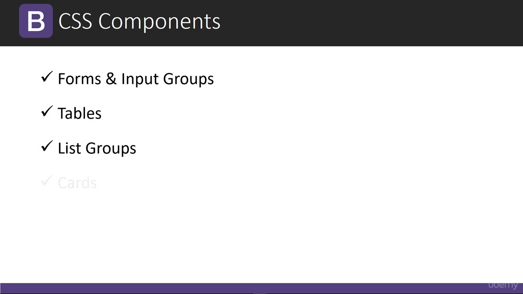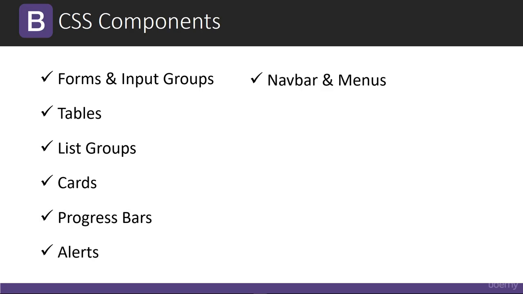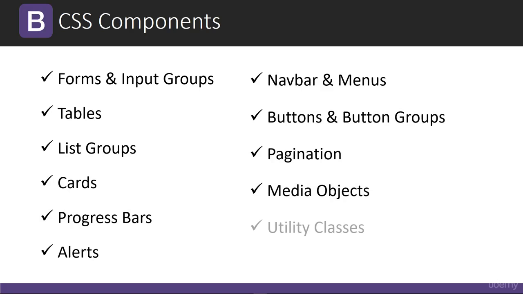So let's take a look at some of the components. We have forms and input groups, tables, list groups, cards, progress bars, alerts, nav bars and menus, buttons and button groups, pagination, media objects, utility classes, and badges. Okay, so these are some of the things that are included by default with Bootstrap that you can add to your UI and to your websites. All right, and we're going to be going over all of this stuff in depth using the Bootstrap sandbox.